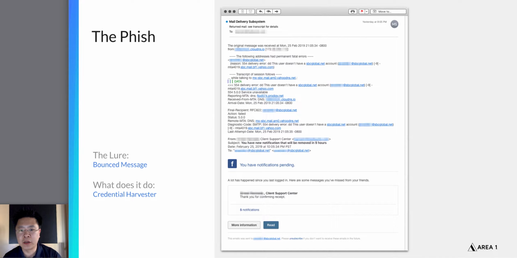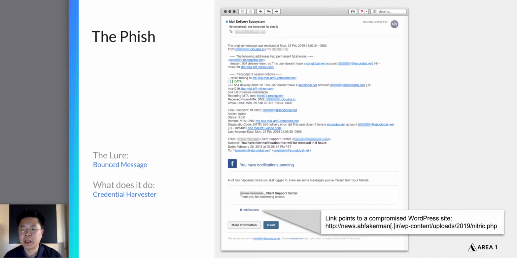Our third sample here is very similar to the second one. The only difference here is that this bounce will put the original email inline. So when we take a look at the message that was originally sent, or pretended to be already sent, it was actually a Facebook message. If I tap on any of the links on that message itself, it actually will take me to a compromised WordPress site.